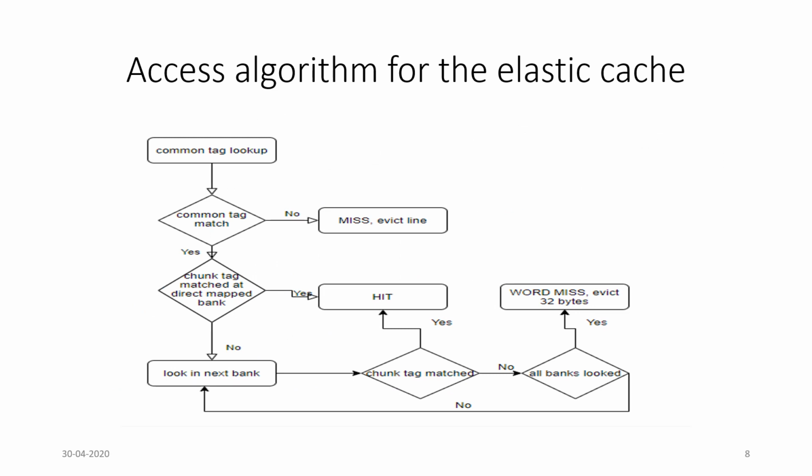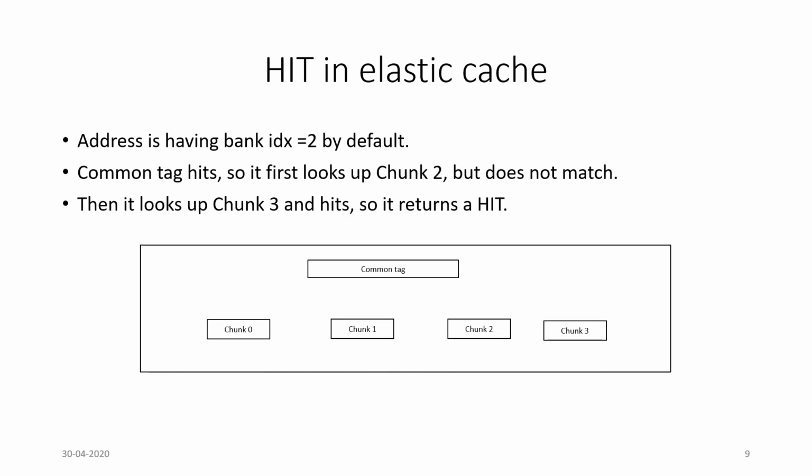So this is the flow chart which goes through what happens during a tag lookup. But I think it can be better explained with the help of the following diagrams. For a hit, first the common tag will be looked up, and if it matches, then good. Then the chunk tag will be looked up.